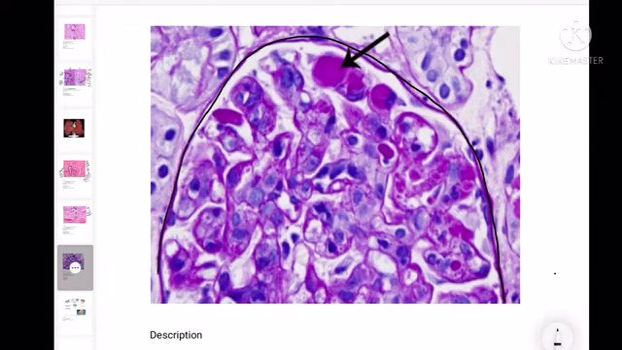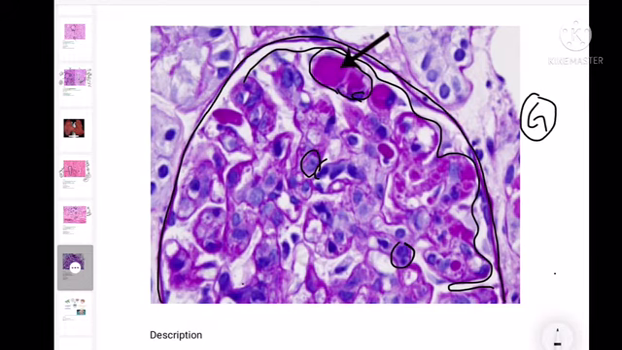the parietal layer of a Bowman's capsule, the visceral layer of a Bowman's capsule. Then there will be endothelial cells and some mesangial cells, some podocytes. So this is the glomerulus. Inside the glomerulus we have some aggregations. So what is this accumulation and aggregation?